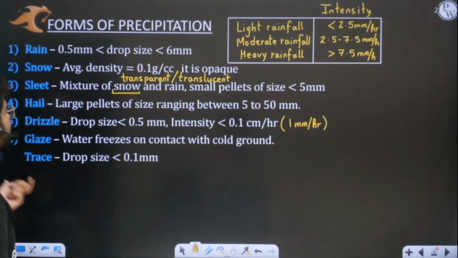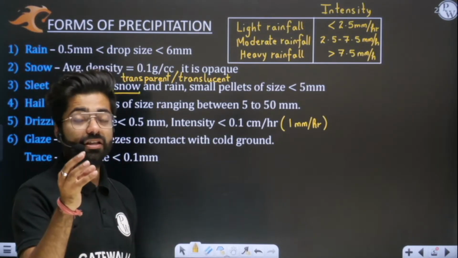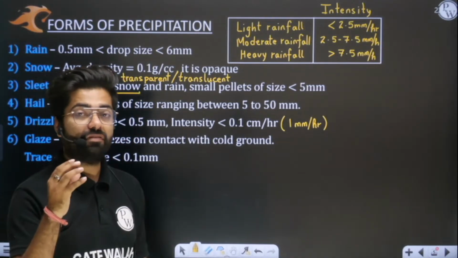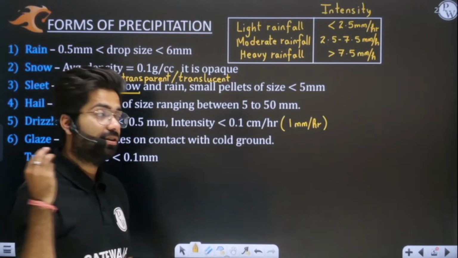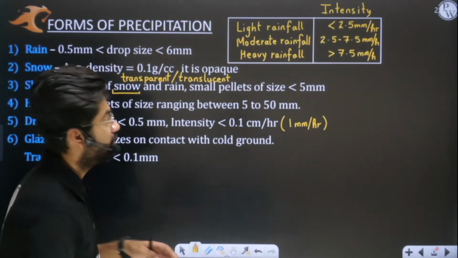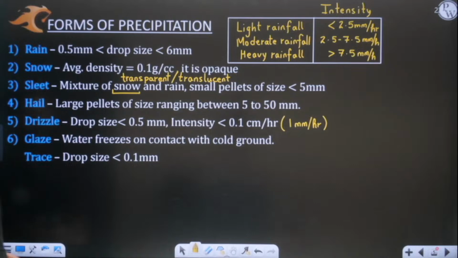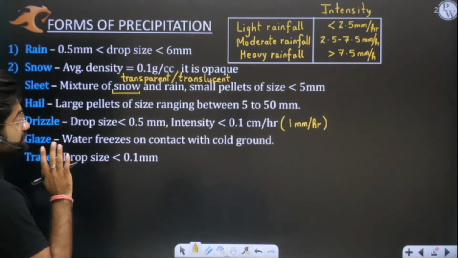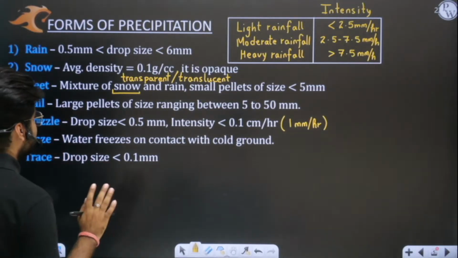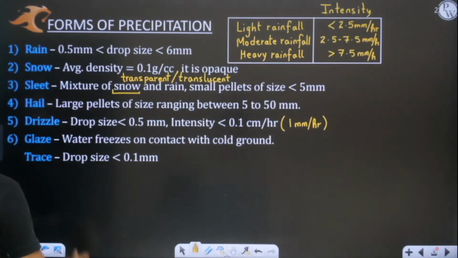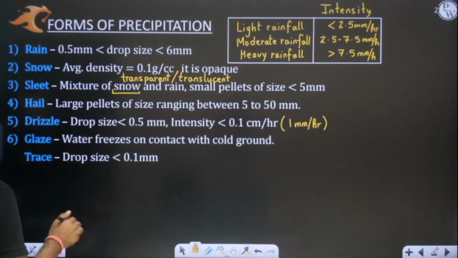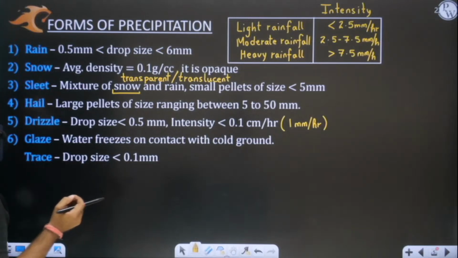What is hail? In a hail storm, you can see bigger pellets. These are very destructive in nature and will ruin the crops if they fall in the farm fields. This is disastrous for farmers, so it should not be there. It is undesirable. Then we have very small drops, that is drizzle.